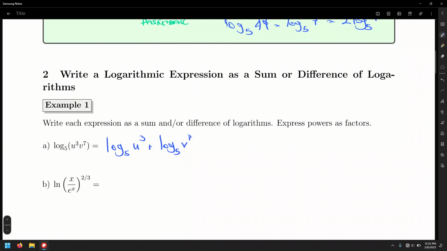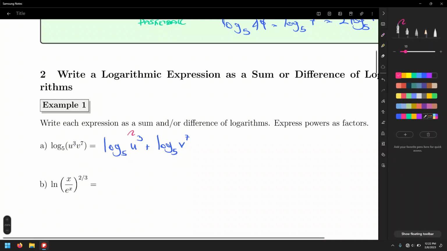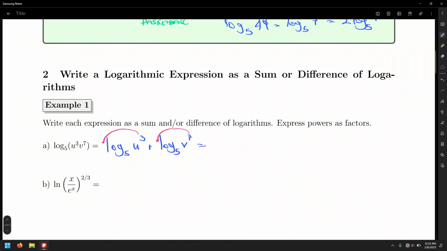Once we're done breaking up these two logarithms as an addition by the product rule, we can use the smackdown rule. Put it in the front. Smackdown, smackdown, so we do that twice, and those exponents become coefficients. Now, if you wonder why we do this, let me explain that.